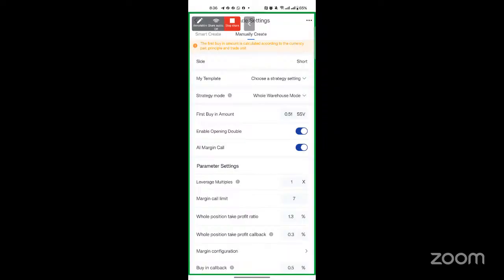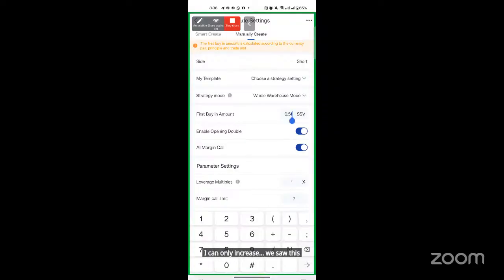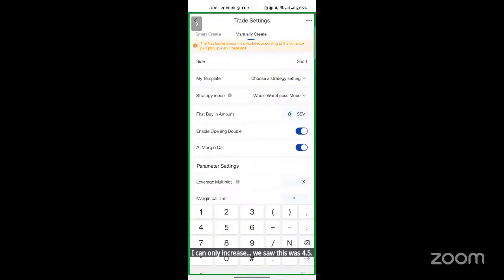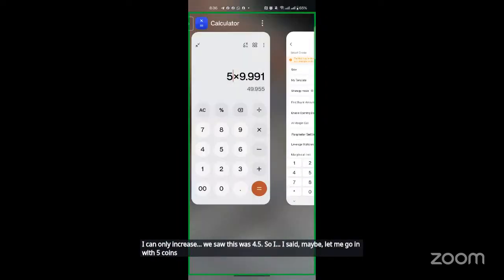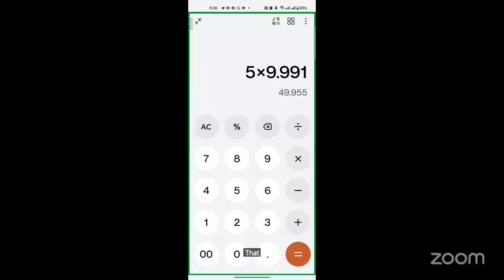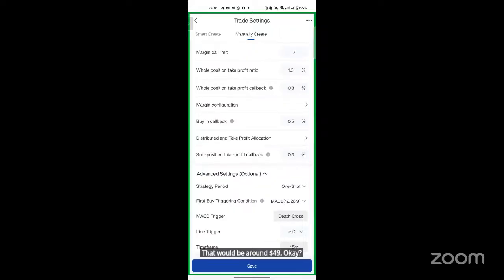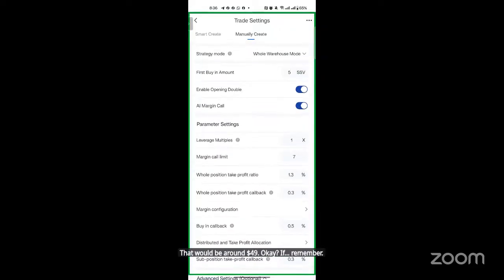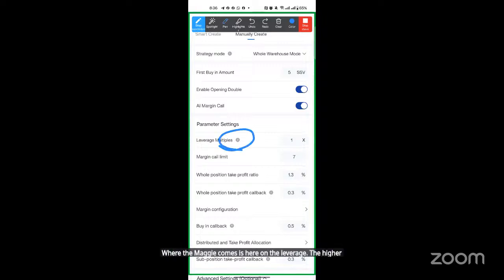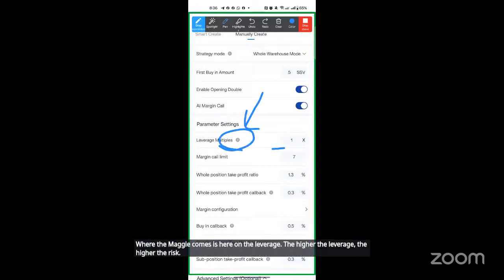I can only increase. We saw this was 4.5. So I said maybe let me go in with 5 coins. So I calculate. That would be around $49. Remember, where the magic comes is here on the leverage. The higher the leverage, the higher the risk. You can even go with 0 leverage.